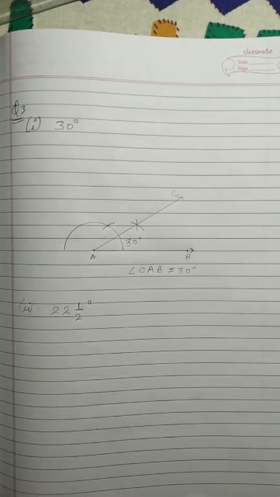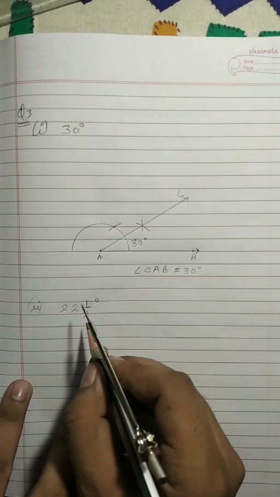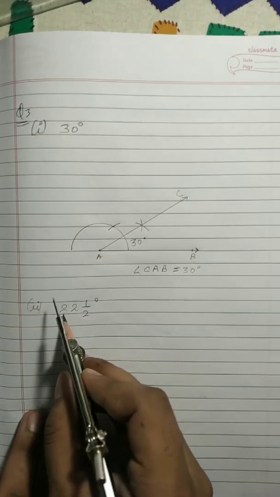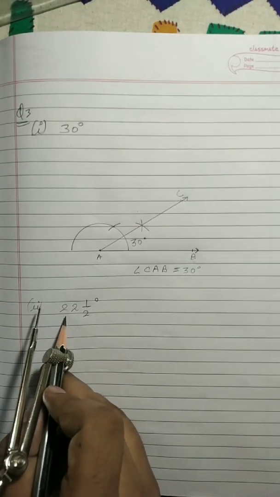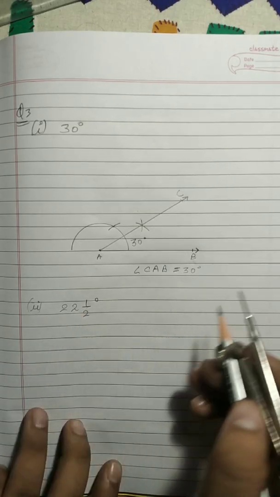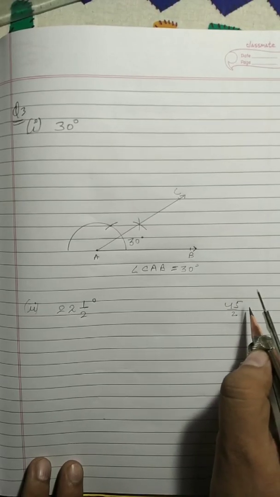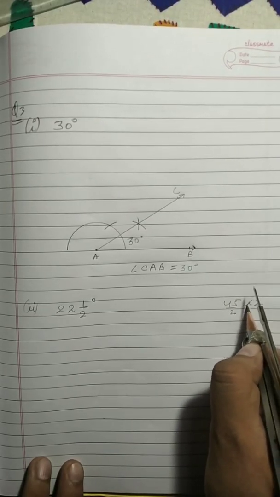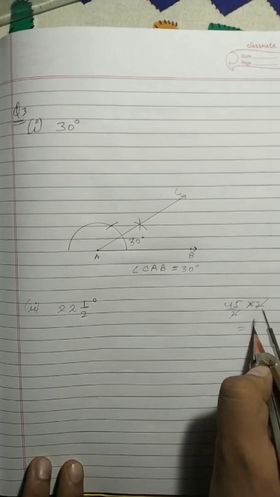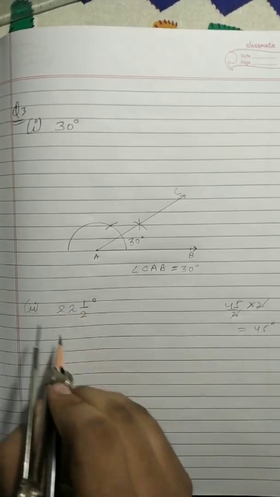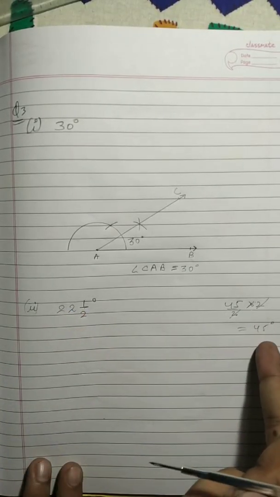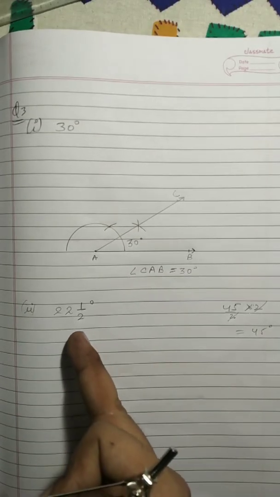In the same way, now 22.5 degree. So let us make a rough calculation a little bit. 22.5 means 2 into 22, 44. 44 plus 1, 45 by 2. This is just a rough work. Multiplied by 2, this is what? 45 degree. It means 22.5 is half of 45 degree.